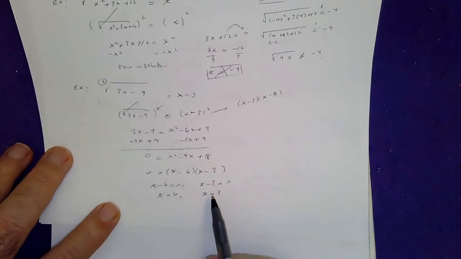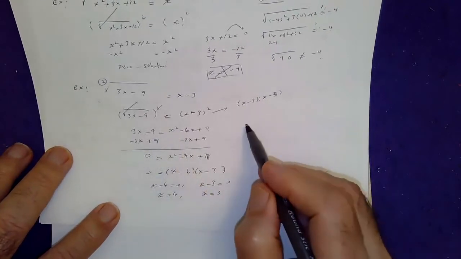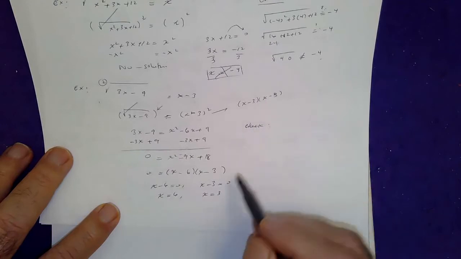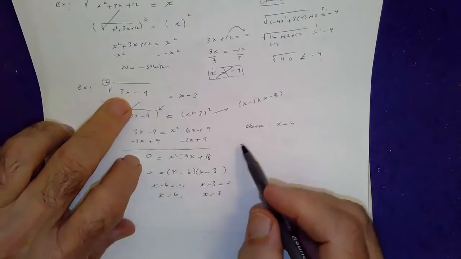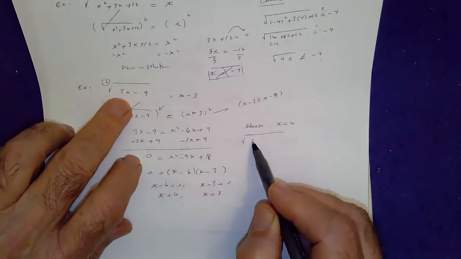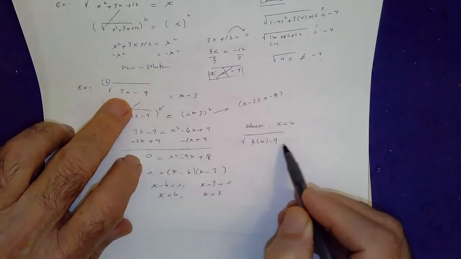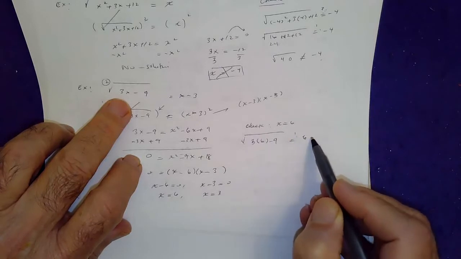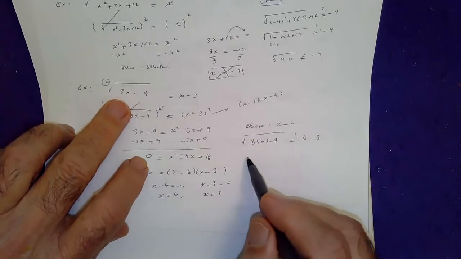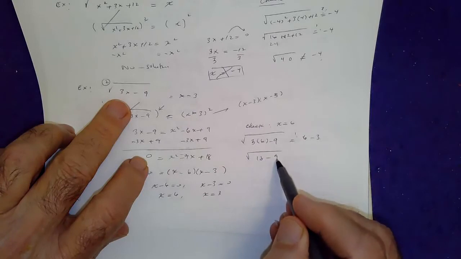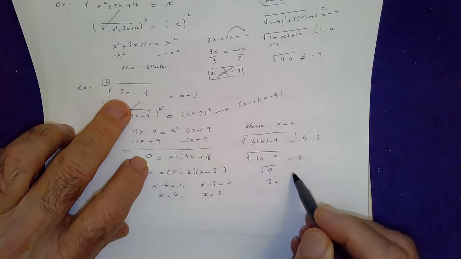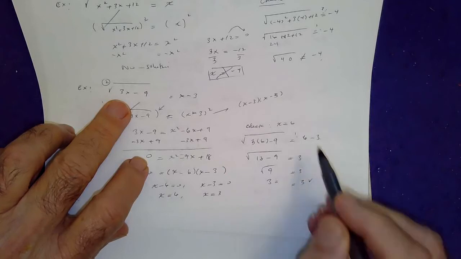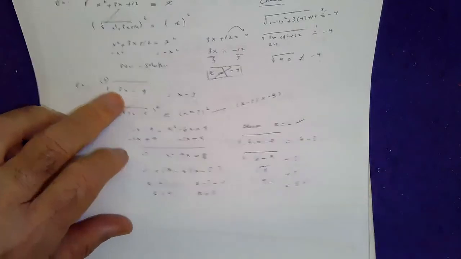But you can't box your answers before you check them. So what you have to do is you have to check these guys one at a time. Let's check 6. Where do you check it? In the original problem. So what is this? Is 3 times 6 minus 9 the same as 6 minus 3? I don't know. That's like 18 minus 9, which is square root of 9, which is 3. And on this side, you got 3. So this guy is an okay answer.